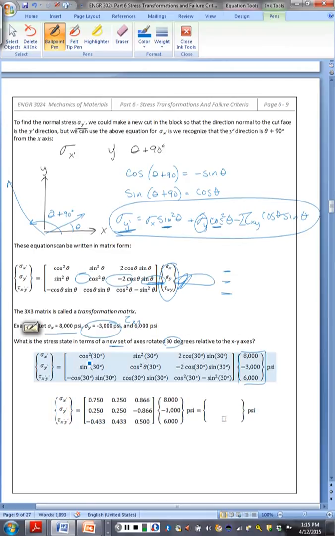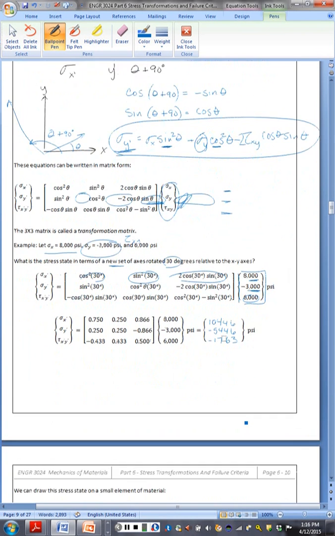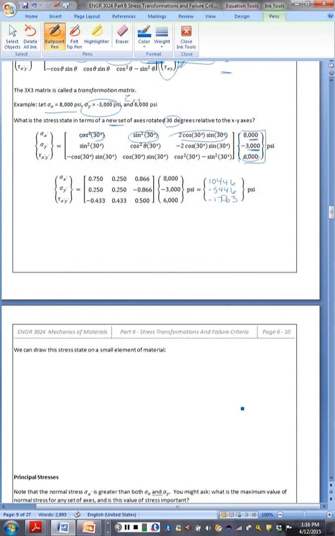So sigma x prime equals cosine squared of 30 times 8,000, and sine squared of 30 times minus 3,000, and 2 times cos 30 sine 30 times 6,000, and the sum of those is 10,446, minus 5446 and minus 1763. That is our set of transformed stresses.